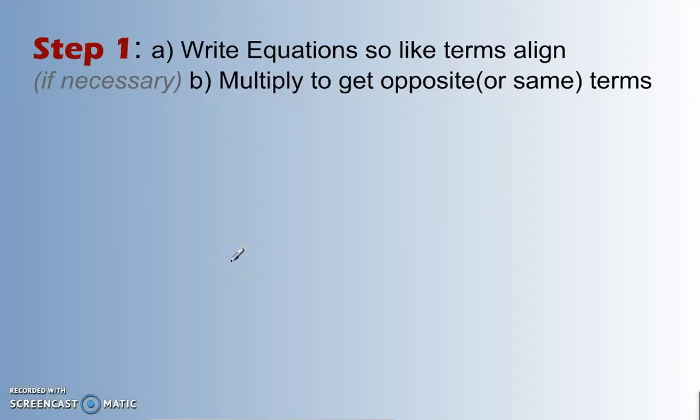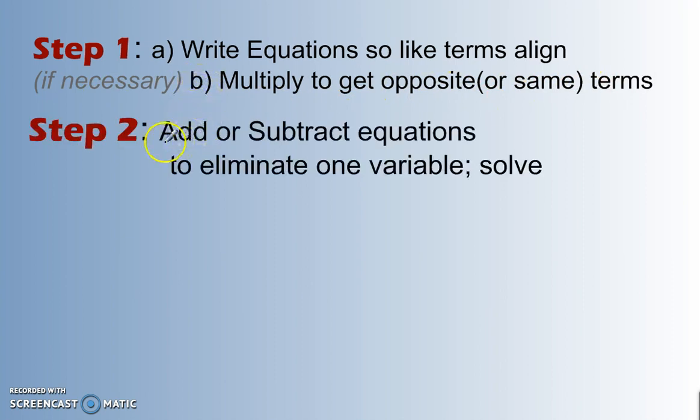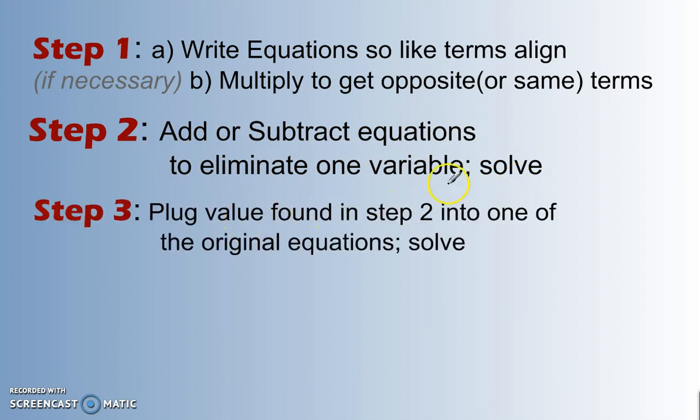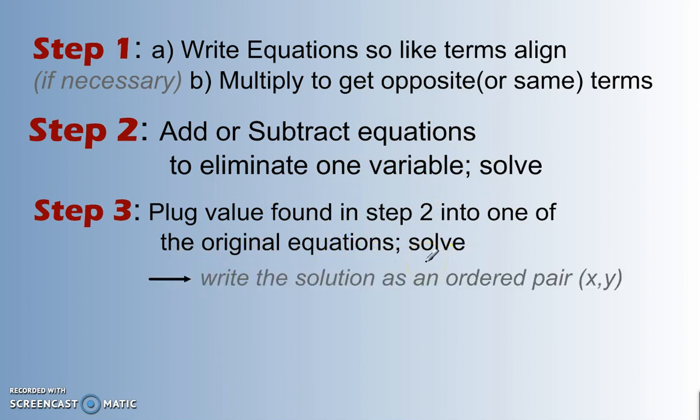Okay, so here are the steps. Step 1, write the equations so like terms align, and if necessary, multiply to get opposite or same terms. Step 2, add or subtract the equations to eliminate one variable, and then solve. Step 3, plug in the value found in step 2 into one of the original equations, and then solve. Remember to write the solution as an ordered pair.